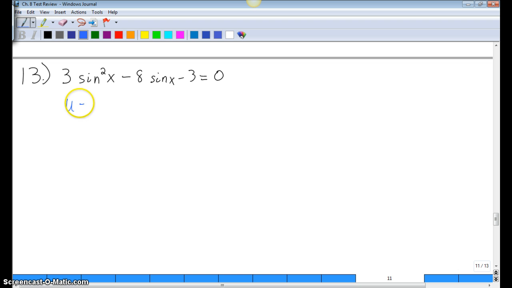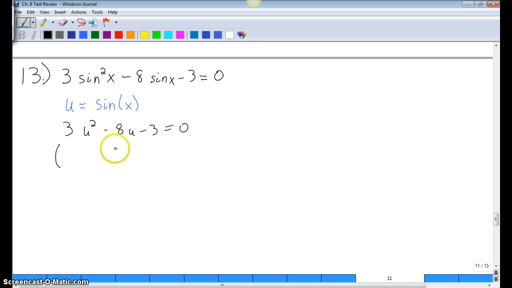But instead of saying u equals 2x or x over 3, we're just going to say that u is equal to the whole trig function sine x. Okay? That means that we end up with 3, instead of sine squared, we get u squared, minus 8, instead of sine x, we get u, minus 3 equals 0. And then we're back to factoring.